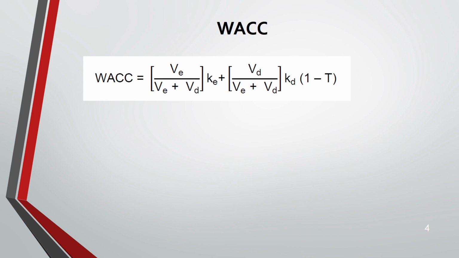If you see on the right hand side, extreme right, you will see 1 minus T. Why? 1 minus T. T is what? T stands for tax rate. We'll see what each one means. Okay, I've already given it to you. VE and VD means value of equity and value of debt. E stands for equity, D is for debt. Market value of equity and debt.